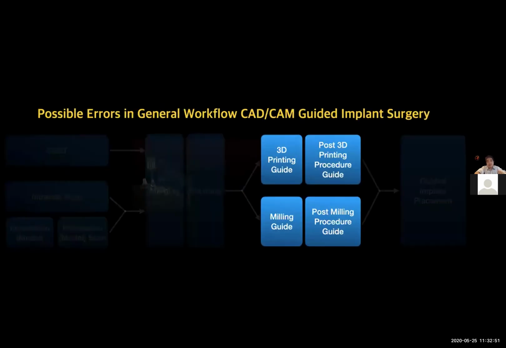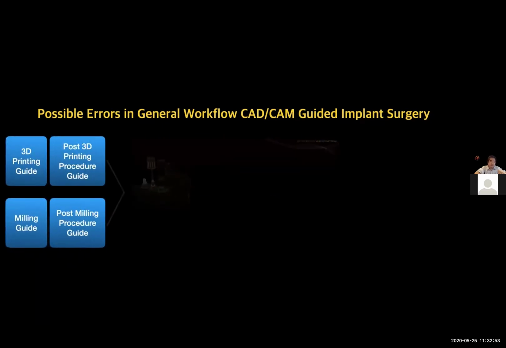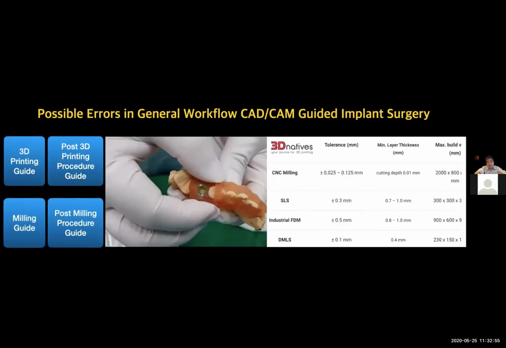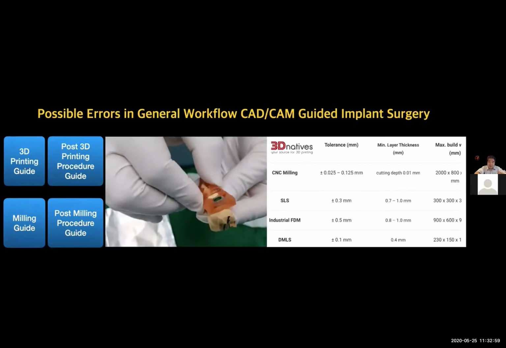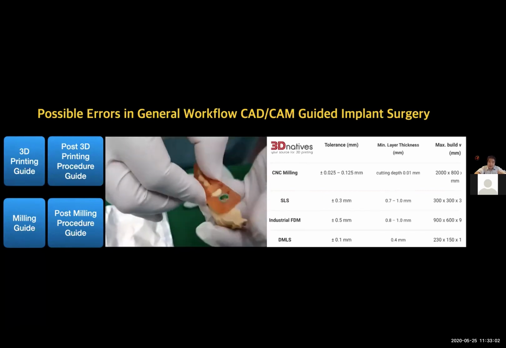Now let's move on to those printing issues or milling issues. Now you can see the video clip. As you can see, the guide is rocking on top of the model, right? You do not want to use a rocking guide, because since it is rocking, it can be left side or right side, so you don't know which is the right position. That means it's going to cause a big error in your implant position.